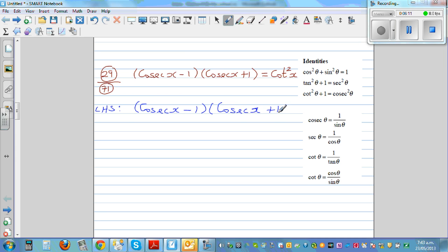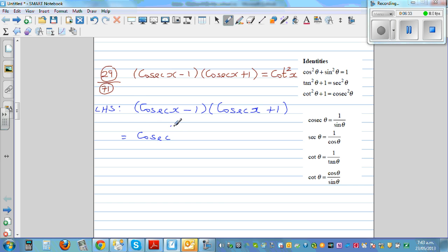Okay, hopefully you've done it. So what can we do? Whenever you have a question like this, you can change it to sine and cos. You can change both of them into sine. But instead of that, if you expand it out, cosec x times cosec x is cosec squared x.